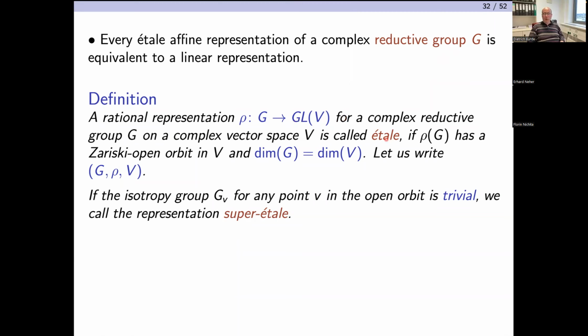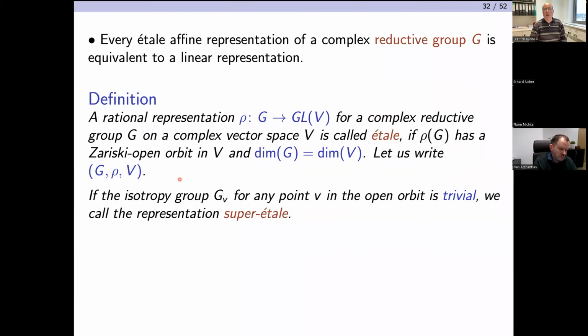Then we say the following, and now we have these two very important words for us, namely Etale. We defined this already, but now we can make a better definition because we may assume from the beginning that we have a linear representation, so from G to GLV, from a reductive group. And Etale means simply that this rho of G has a Zariski open orbit and that the dimensions are equal. And we usually write this in triples: you have your reductive group, then the representation, and the vector space. And these triples are the ones we have to study.